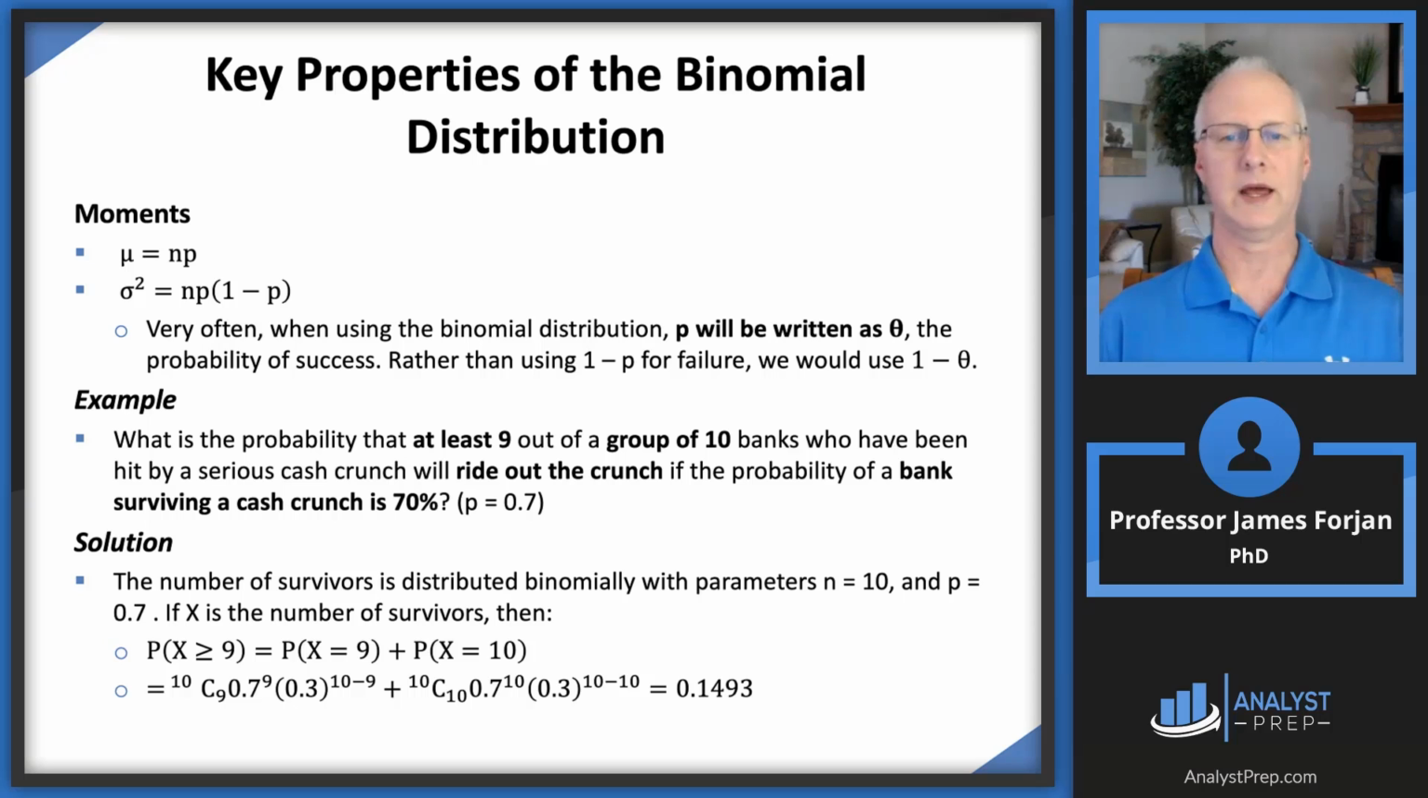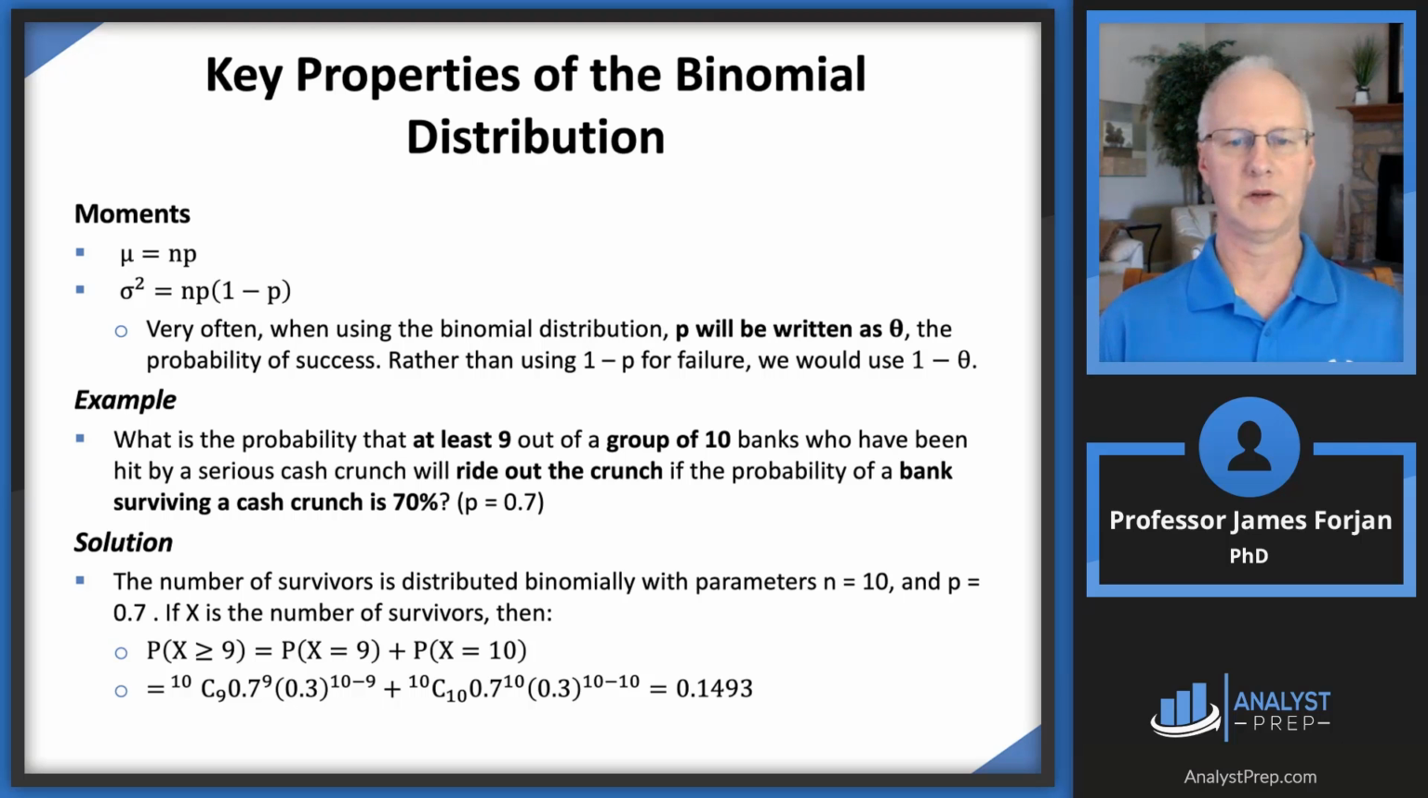What is the probability that at least 9 out of a group of 10 banks who have been hit by a serious cash crunch will ride out the crunch if the probability of the bank surviving the crunch is 70%? So we've got the 70%. We know that. So p is 0.7. And so there's an application of the formula down there. So note, there's the formula with the 0.7 and the 0.3. So there's the p and the 1 minus p.